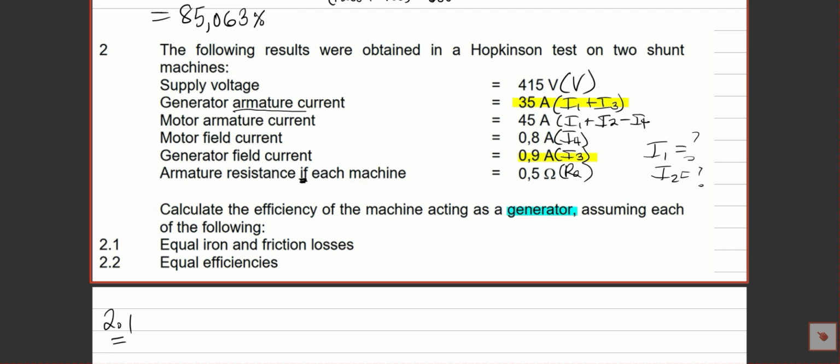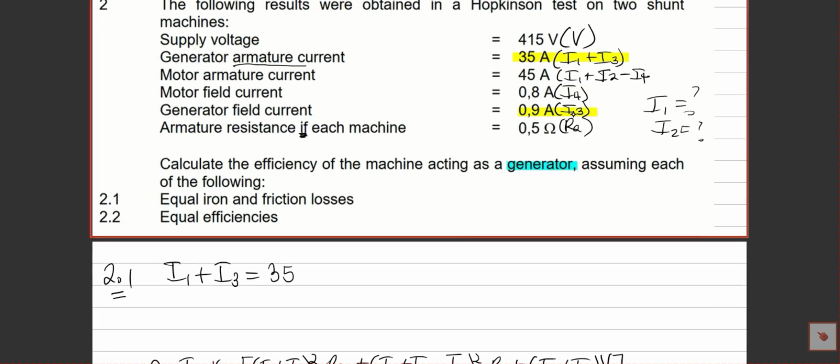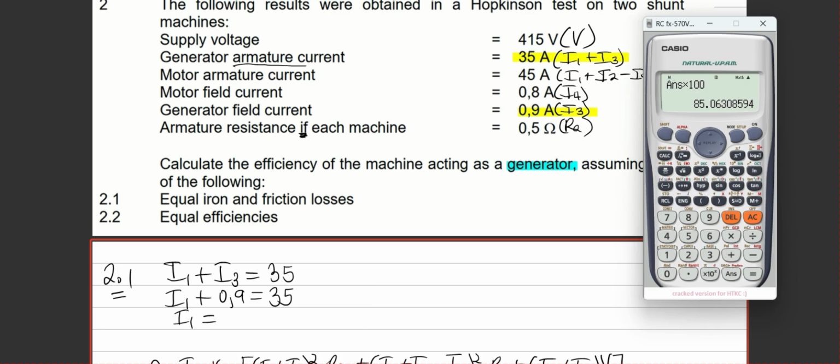So in our case, I1 plus I3 is equal to how much? 35. Then again, they already gave us I3, which is 0.9. So I1 plus 0.9 equals 35. To find I1, you subtract on the other side: 35 minus 0.9, and we get 34.1.